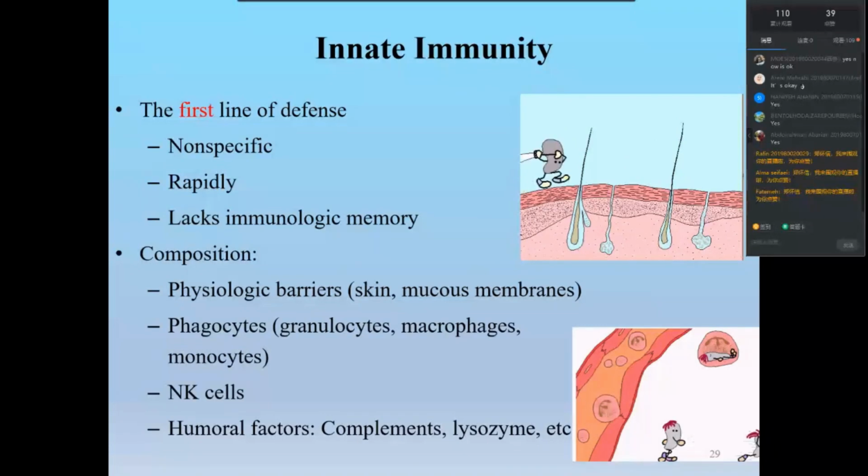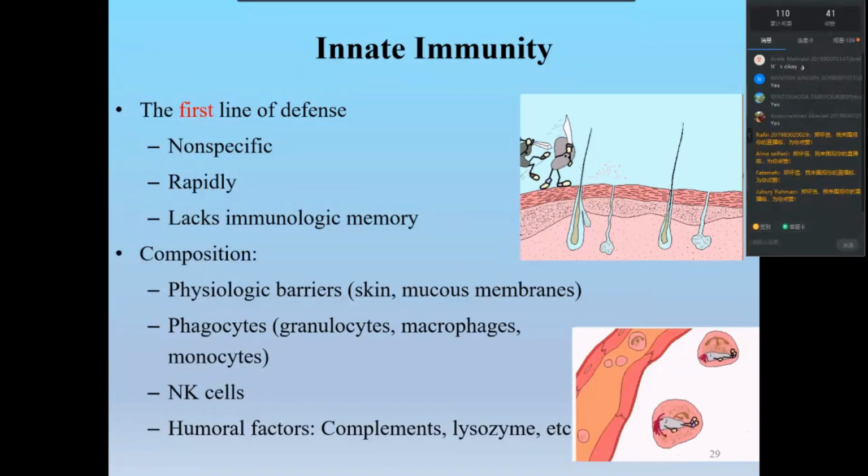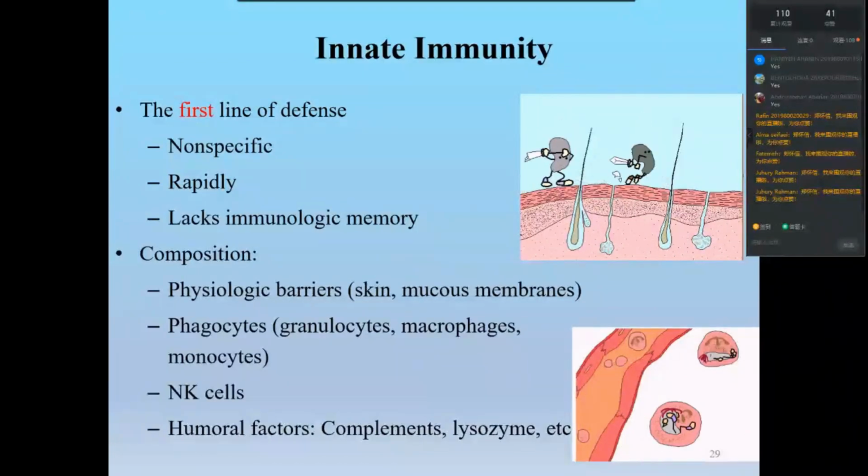And there are also immune molecules, which we call humoral factors, including complements, which can help to lyse the pathogens, and lysozyme. We introduced this lysozyme before. It's an enzyme produced by the host system, which can degrade the cell wall of bacteria. That's the lysozyme. This is the innate immunity.